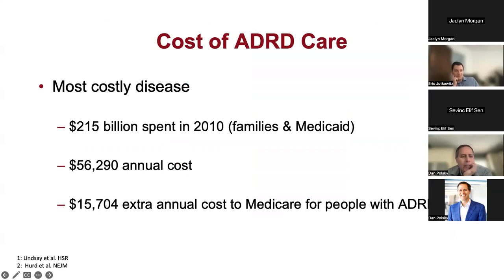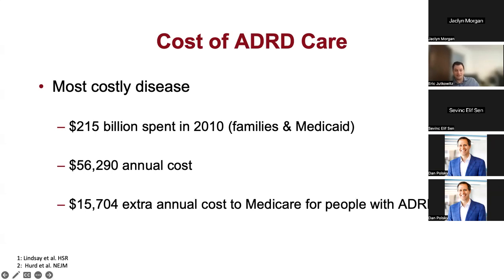So a lot of people have looked at the cost of dementia. I guess we're hoping we can fill in these estimates. The most cited estimates, I don't know if they're the best, come from that New England Journal paper by Hurd and colleagues from RAND. And that's a little over 10 years old now, which we're hoping to update. They reported the annual cost of dementia to be about $56,000. $15,000 of that was an extra cost to Medicare.